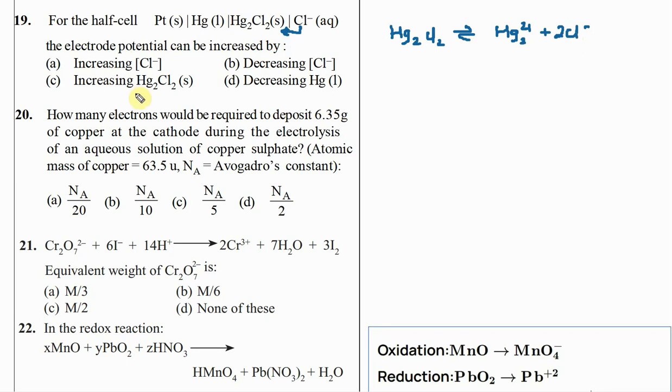By increasing this, it's a solid, it's not going to change anything. So this is not going to matter much. Similarly, this is a liquid, it is not going to matter much. Only these two are possible. By increasing Cl minus, what will happen is you are increasing the product. We saw before, increasing the product will decrease the electrode potential, so hence we want to decrease the product. So I am going to be decreasing this.